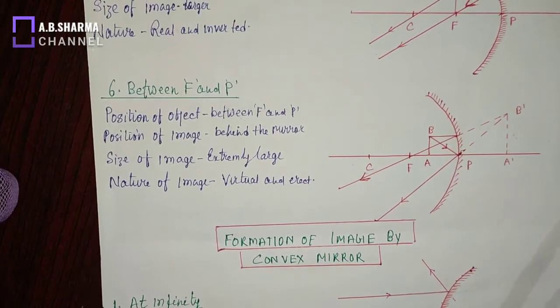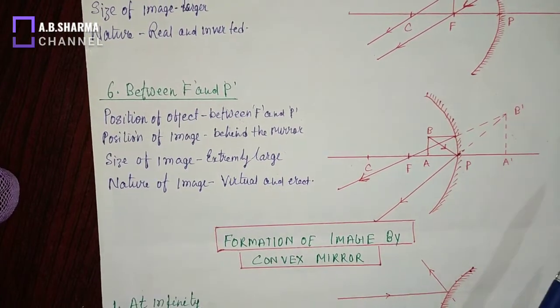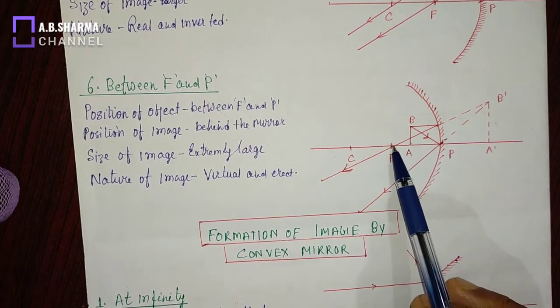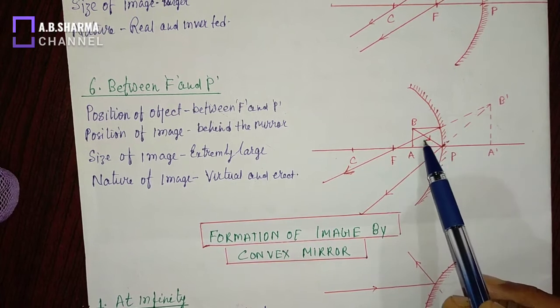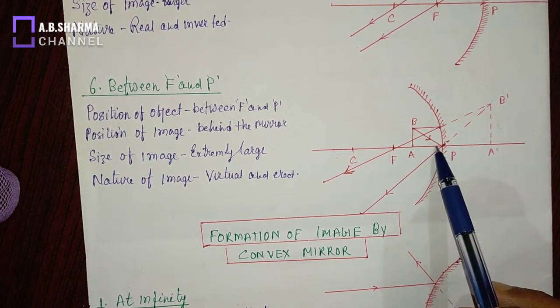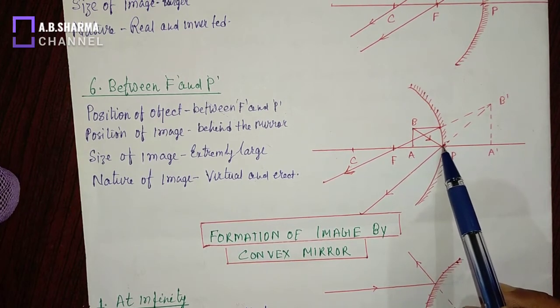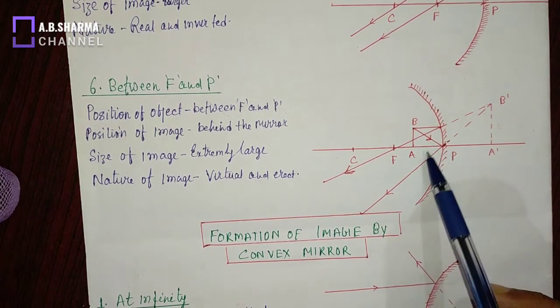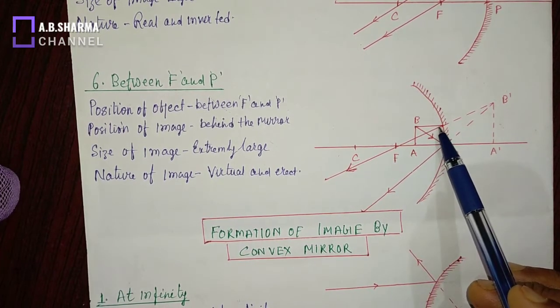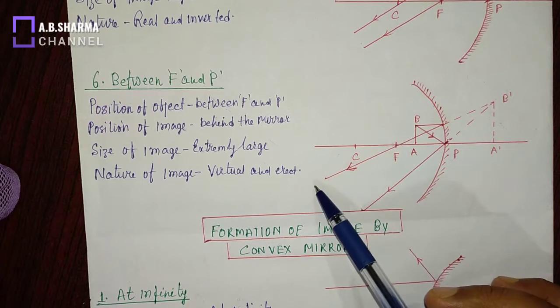And the last one, when the object is between F and P, this is the very special case. That is when object AB is placed between focus and pole of the mirror. As we are seeing, the ray which is incident on the pole is reflected with the same angle, and the ray which is coming parallel to the principal axis will pass through the focus.